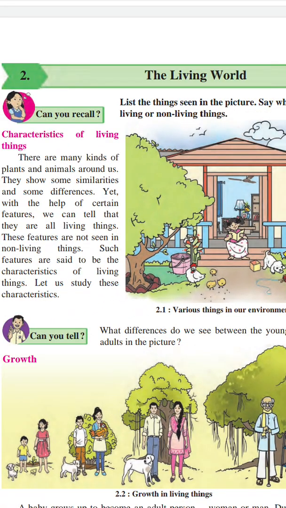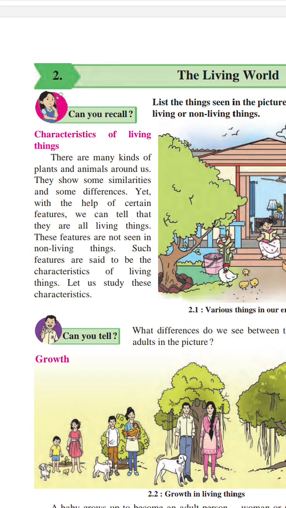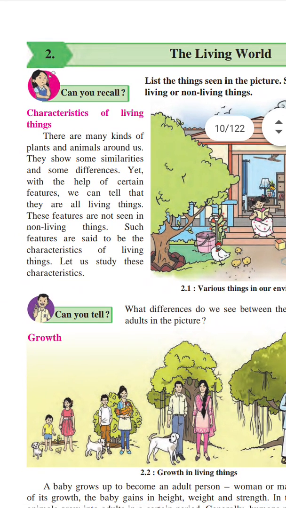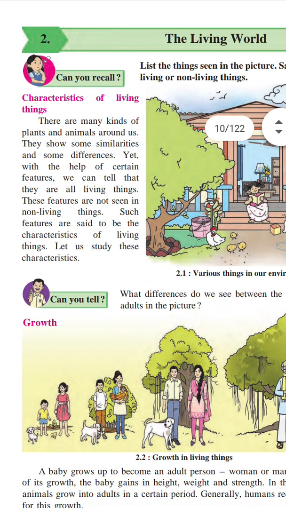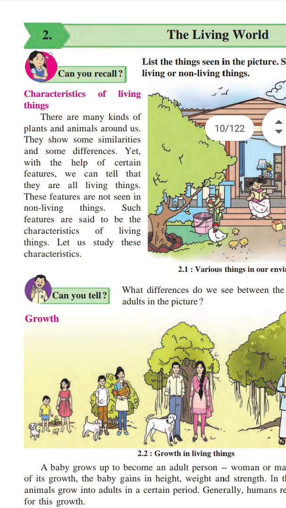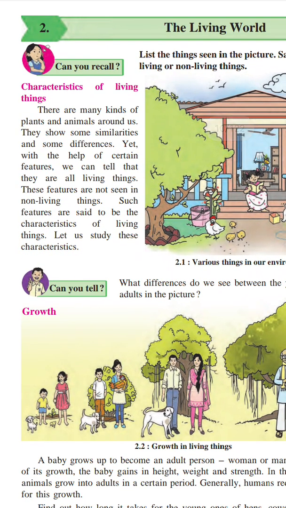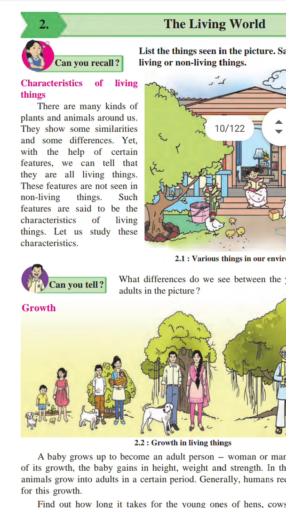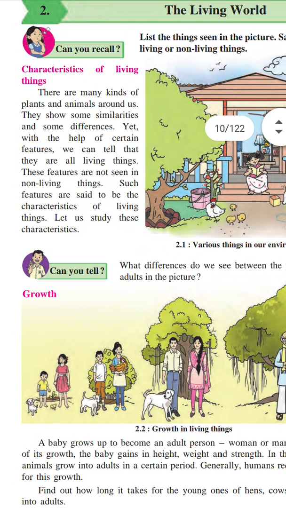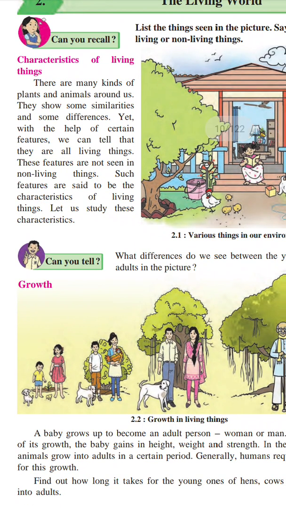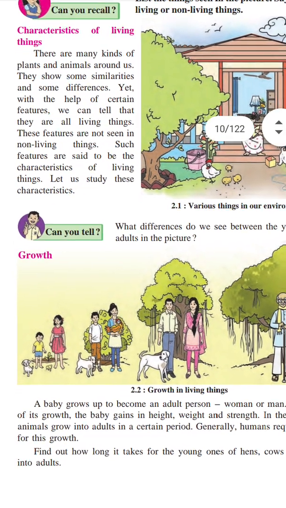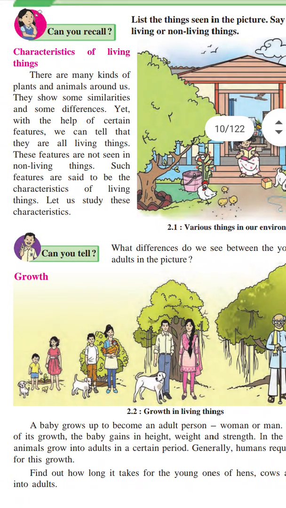Okay, now we learn what the characteristics of living things are. There are many kinds of plants and animals around us, and they show some similarities and some differences. Yet, with the help of certain features, we can tell that they are all living things, and these features are not seen in non-living things. Such features are said to be characteristics of living things, and let us study these characteristics.